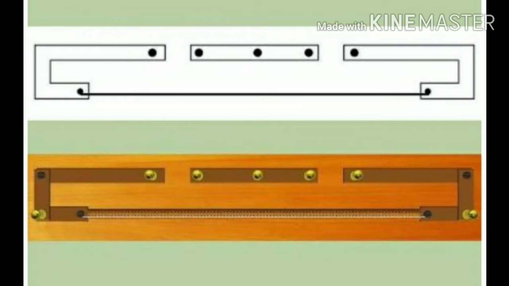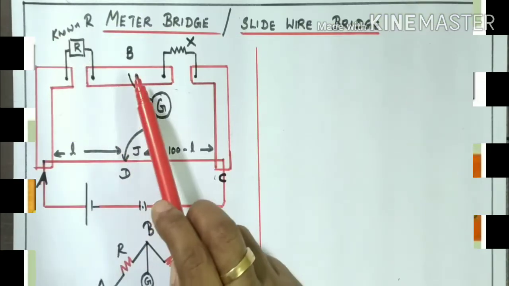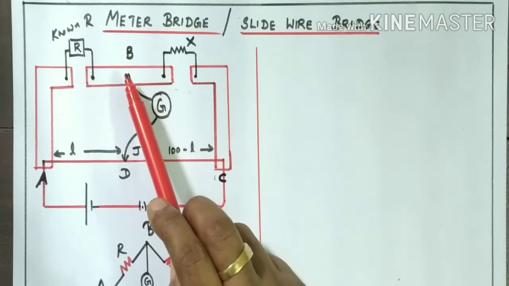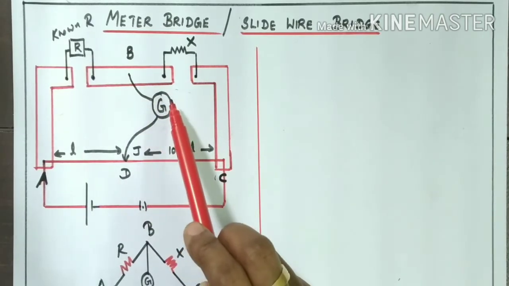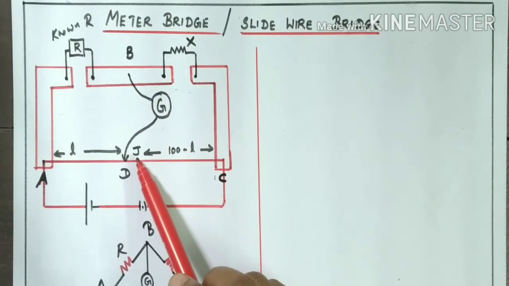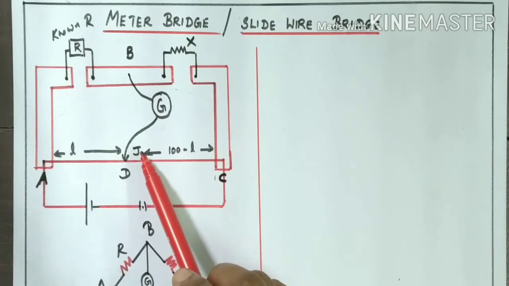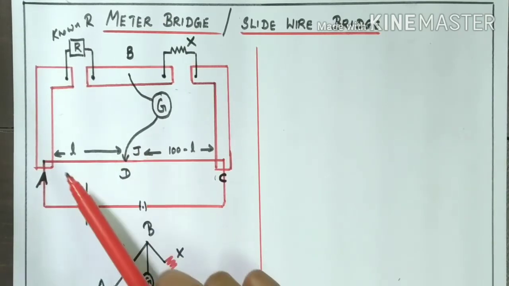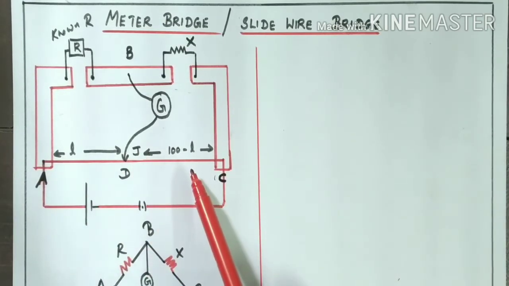This is the actual picture of the meter bridge, where we can see two right-angled copper strips and the rectangular copper strip placed in the middle, provided with two gaps, the left one and the right one, and the 1 meter wire is connected between the two right-angled copper strips. Then, in the middle region, there is a knob from which a galvanometer is connected, which is connected to a jockey. Jockey is a sliding contact. It can slide from point A to C.